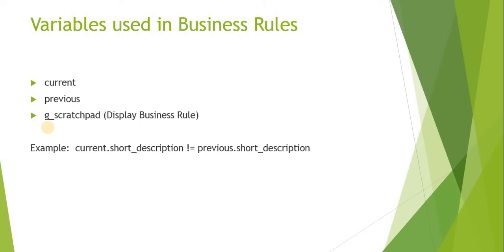We can use previous. The third one is the g_scratchpad variable, which is used in display business rule to capture the initial values, and they can be accessed in the onload client script. So you can see in this example how we can use the current and previous variable. So current.short_description not equal to previous.short_description. This line of code is used when the value of short description has changed.